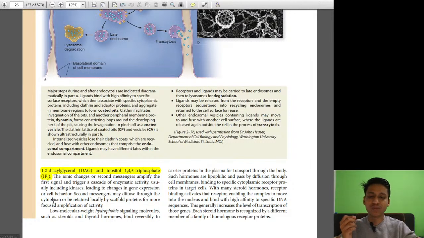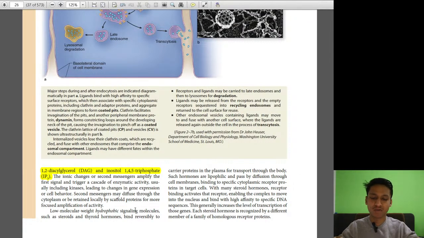Second messengers may diffuse through the cytoplasm or be retained locally by scaffold proteins for more focused amplification of activity. Scaffold proteins. From the previous lecture, we know what scaffold proteins are. Pause and comment down what scaffold proteins are. Scaffold proteins are the proteins that we saw in the lipid rafts on the plasma membrane. You can go back and check what the lipid rafts are and how the enzyme complex that we talked about works. The proteins that make this complex are the scaffold proteins on the plasma membrane.